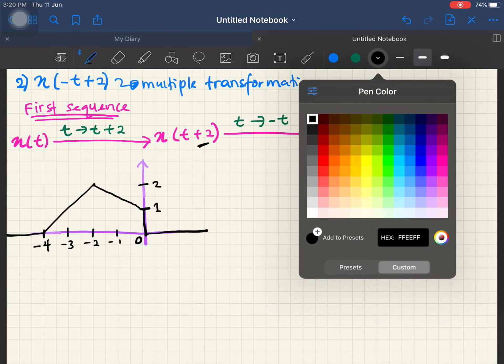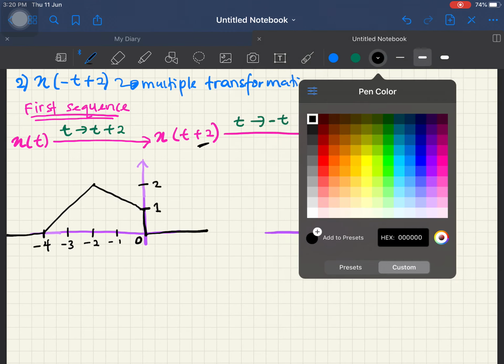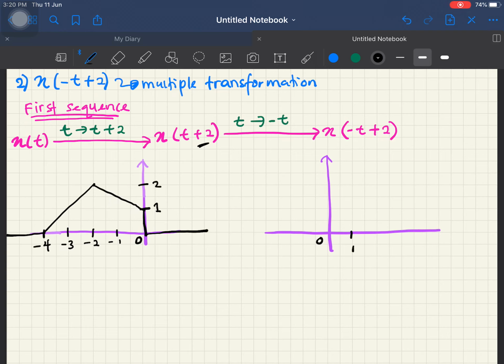Now the second transformation, which is time inversion. So you want to invert the whole thing with respect to the y-axis, and then you will get 0, 1, 2, 3, 4. So instead of at minus 4, it will happen at 4.